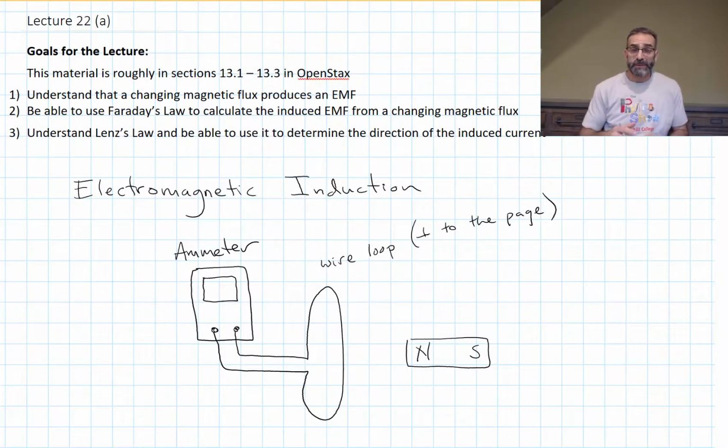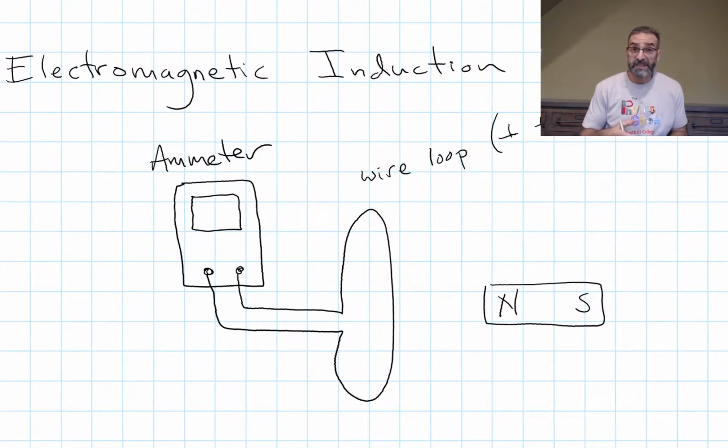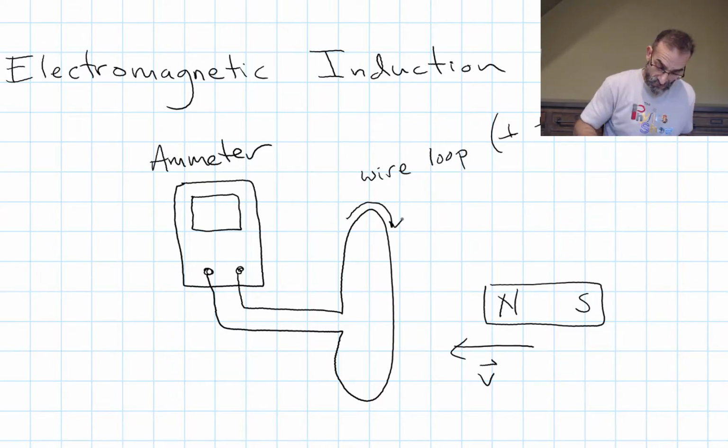If I have a wire loop set up like this, perpendicular to the page, and it's hooked up to an ammeter, well, there's no source of EMF. There's no battery hooked up to this loop. There's no current flowing in it. But if I take a magnet and I move it toward the loop like this, then current flows in the loop. And the ammeter would read some current flow in this direction.